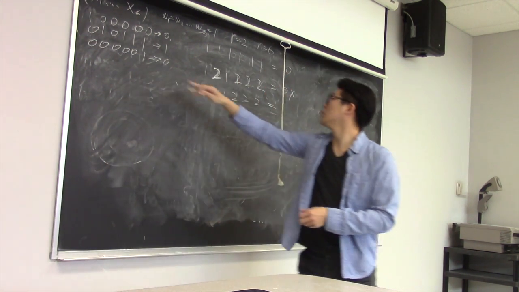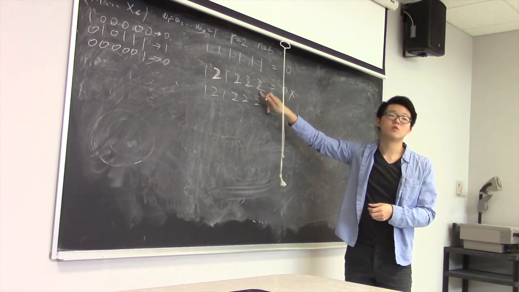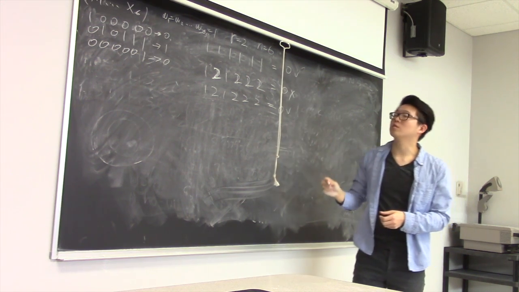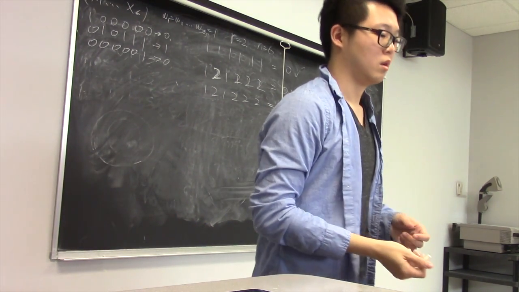So this one's 0, so the output will be 2, still lower than 6, the threshold. So the input will be 0, which is correct. We didn't update.